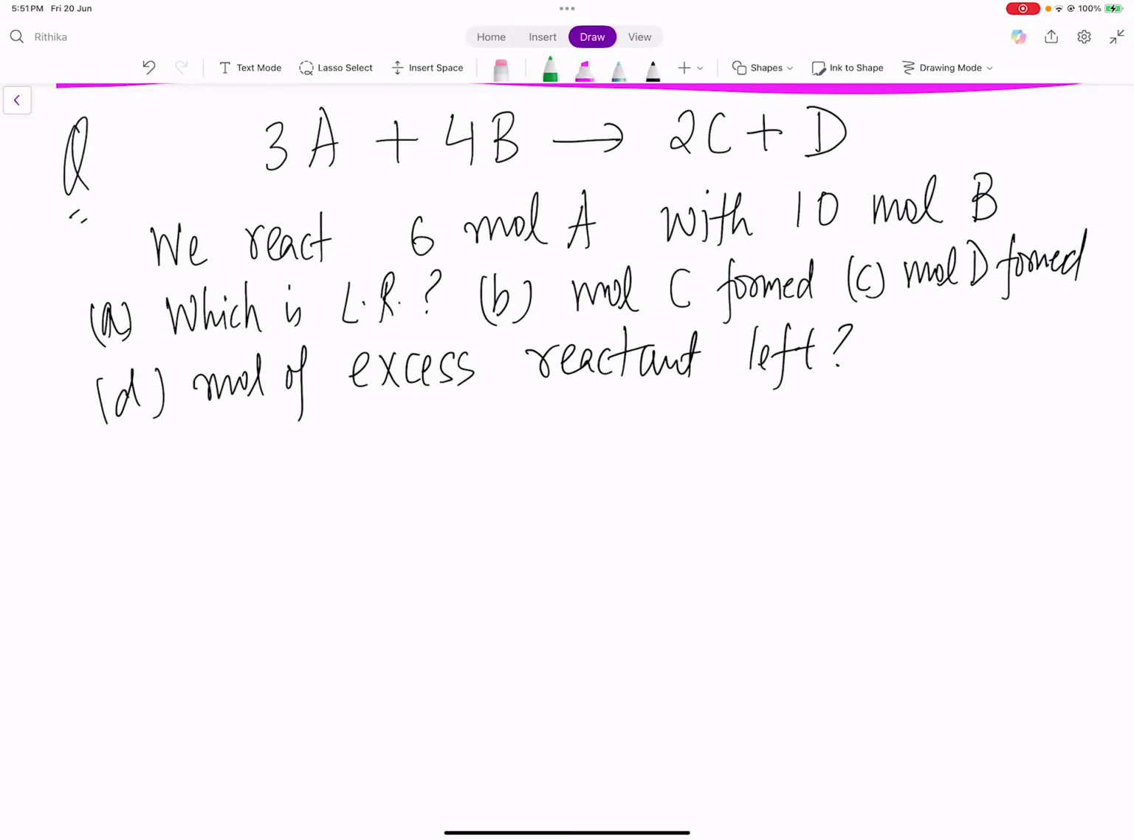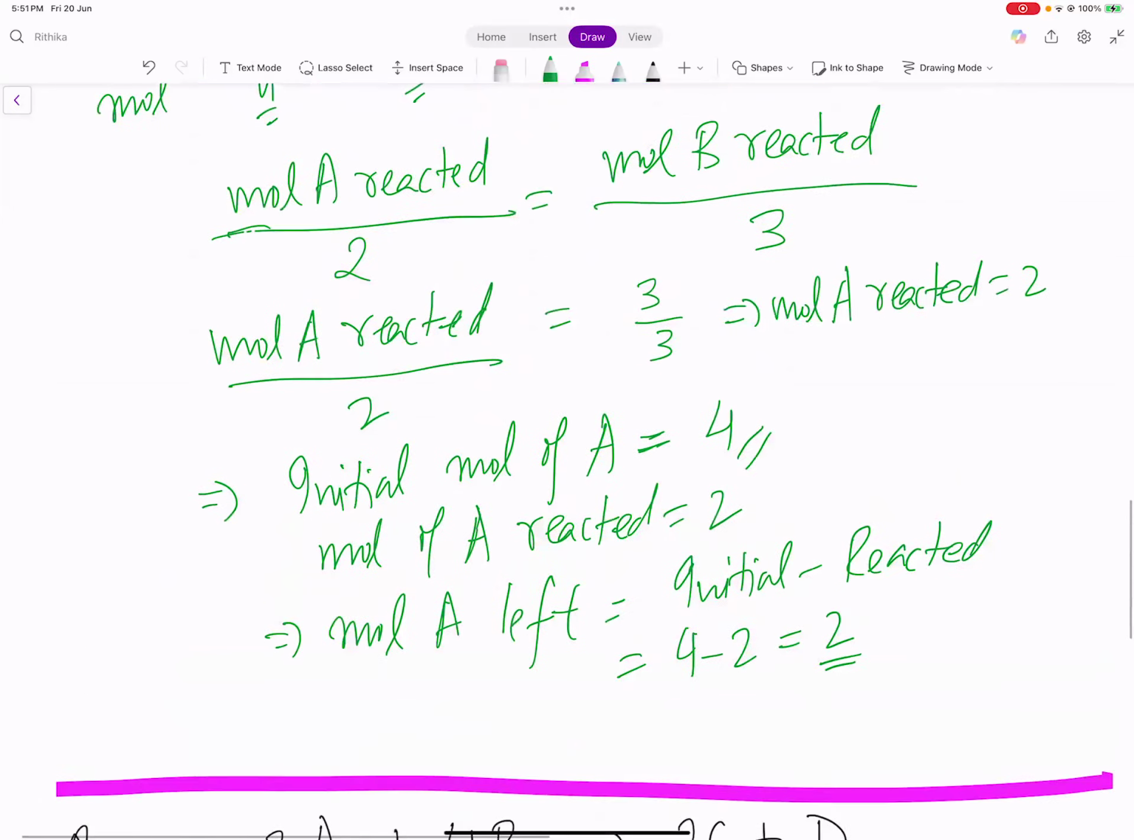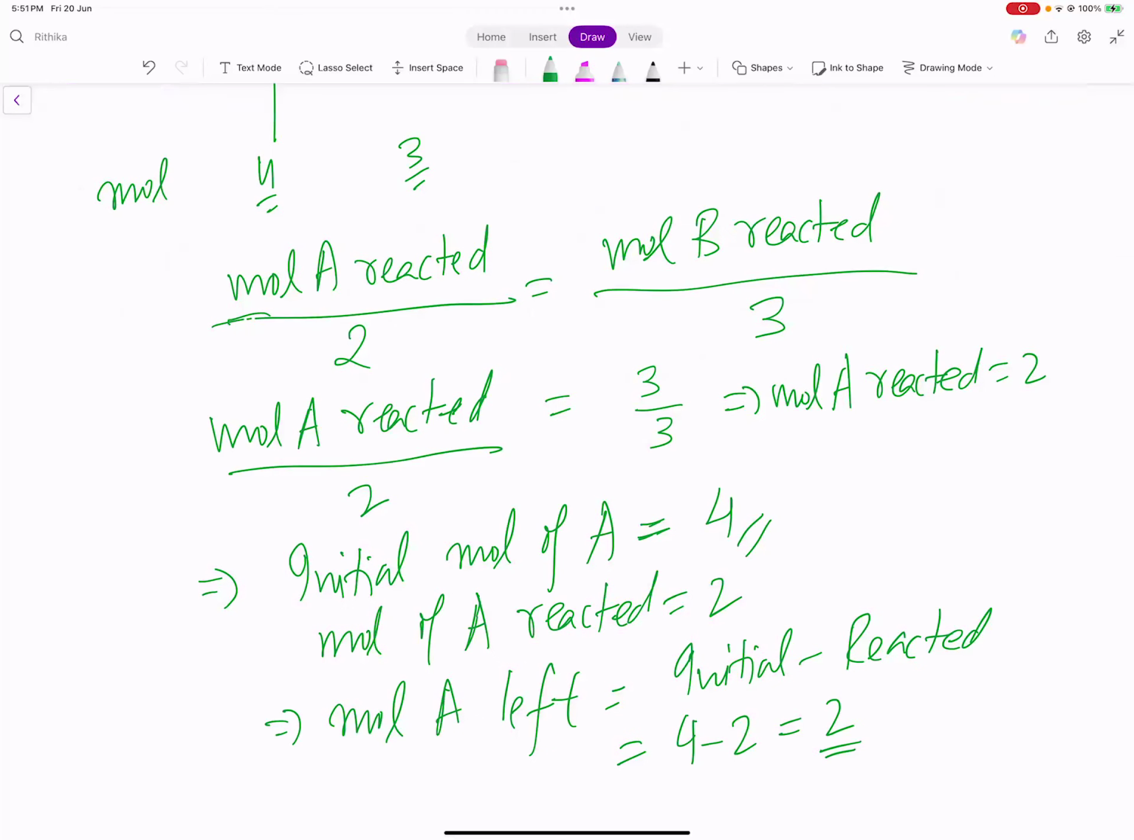So for the excess reactant left, you did 6 mole by 3. We calculated how much has reacted by using the limiting reactant, right? And once I know how much has reacted, I'll simply subtract it. Think of it as money: once I know how much money I have used, I will immediately know how much I'm left with.